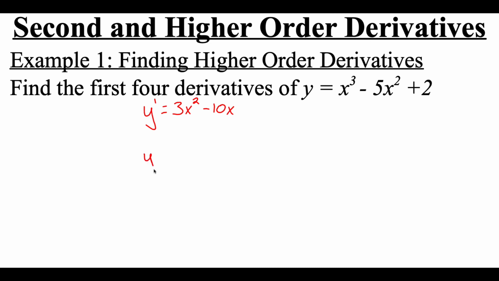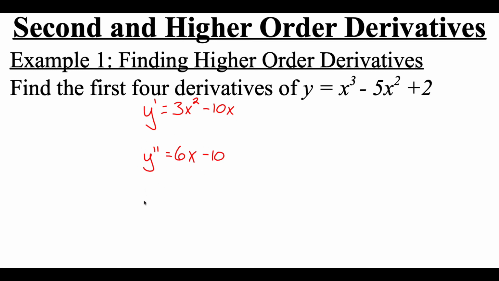Now if I want to take the second derivative, I'm just going to differentiate that function that I just came up with. Again, applying the power rule, drop that 2 down as a multiplier, and this becomes 6x. And on the back end, if we drop the 1 down as a multiplier, and then subtract 1 from the power, this just becomes minus 10. So there's your second derivative.